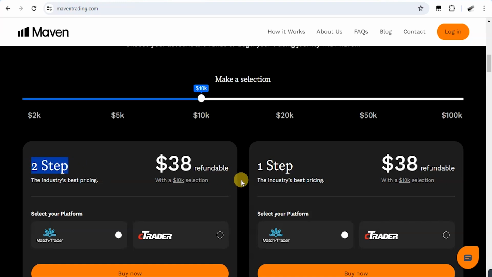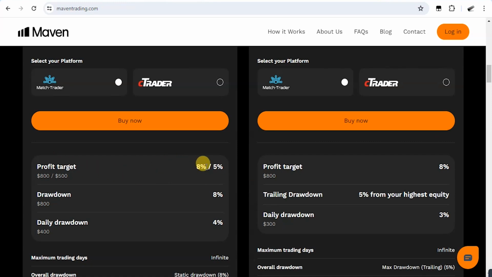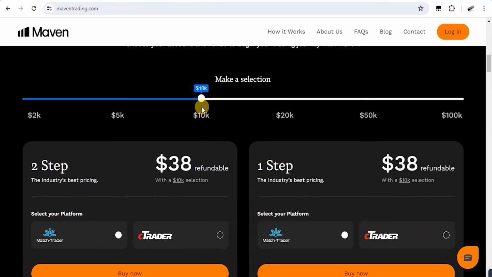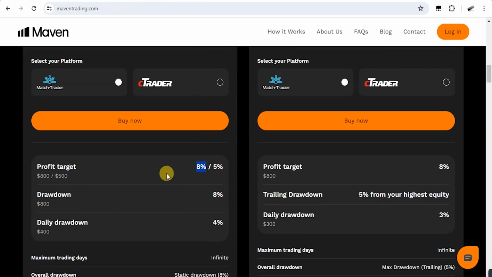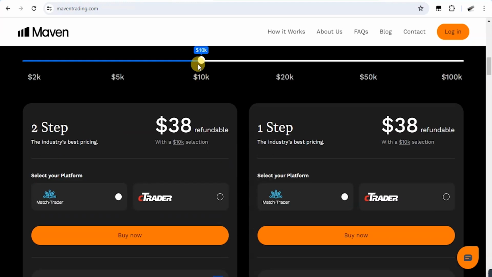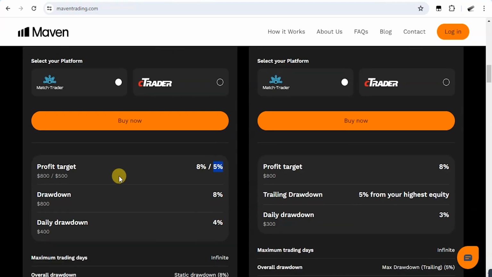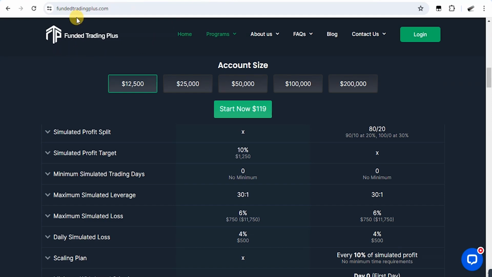But whichever step you decide to take, you are expected to make 8% of $10,000 here, and that 8% is $800. This is what you're expected to make before you can move to step 2. And on step 2, you're expected to make 5% of $10,000, and that 5% is $500. That is for Marvin.